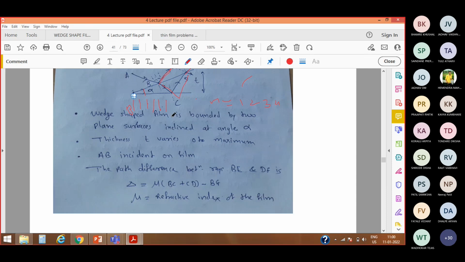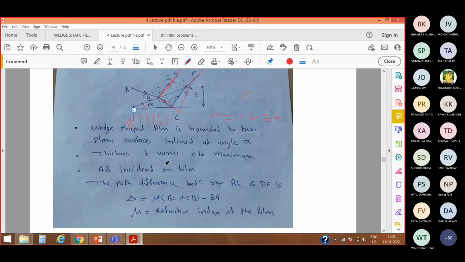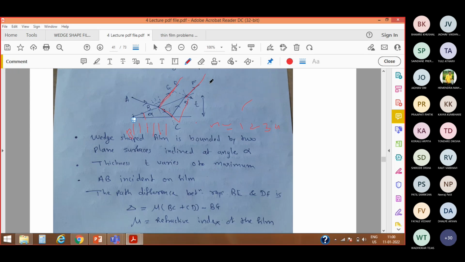When light AB is incident on the film, there is a change in path. So there is a change in path difference between the rays R1 and R2. How much is the path difference between the two rays? R1 is the ray coming from point B, and R2 is the ray coming from points C and D. There is some path difference between R1 and R2, given by R2 minus R1. R2 minus R1 gives the path difference, denoted by delta.